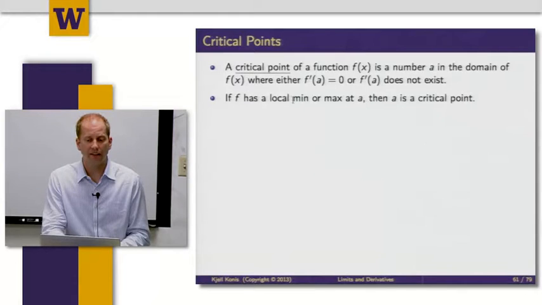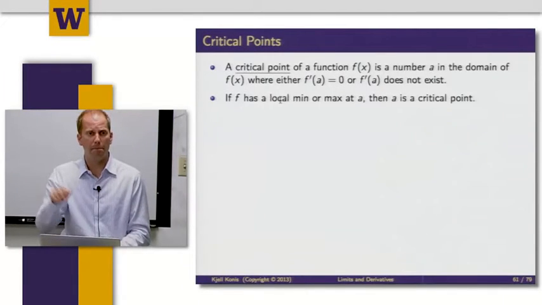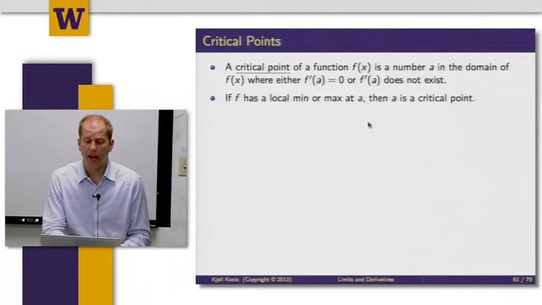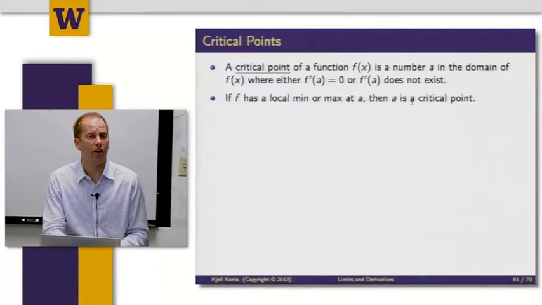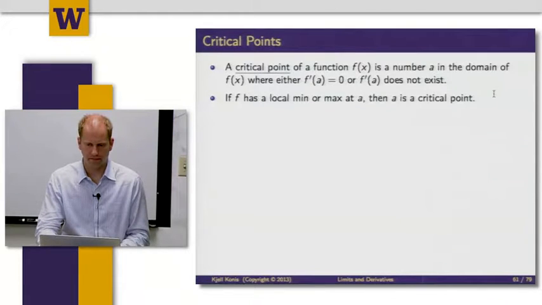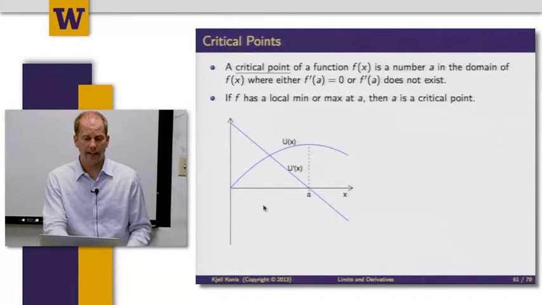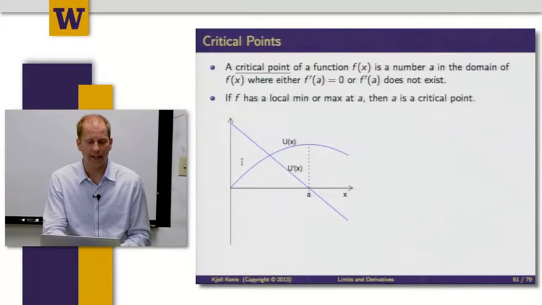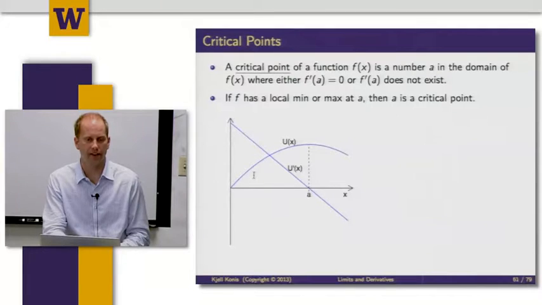If my function has a local minimum, so that means it either has a hump or a trough at a point A, then A is always going to be a critical point. If I zoom in on my quadratic utility, where u of x is now the quadratic utility function, I find this point A, where it's flat. I can also take the derivative of u of x, and that's this descending line here that I've called u prime of x. And where that line crosses 0, that's where the critical point is going to be. That's where the tangent line is going to be flat.